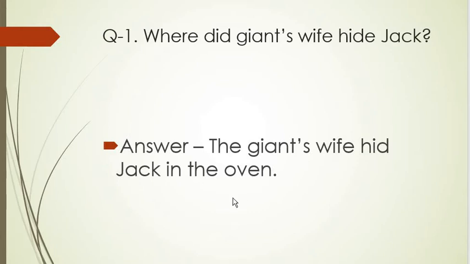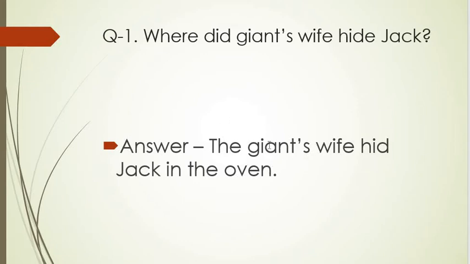If you remember, when Jack was insisting for the food, at that time giant's wife alerted him that any time giant would arrive and you need to hide yourself. And at that time giant arrived and the house trembled, and suddenly they had to find the place where Jack can hide himself. So here the giant's wife hid Jack in the oven in the kitchen area. So this is the answer.